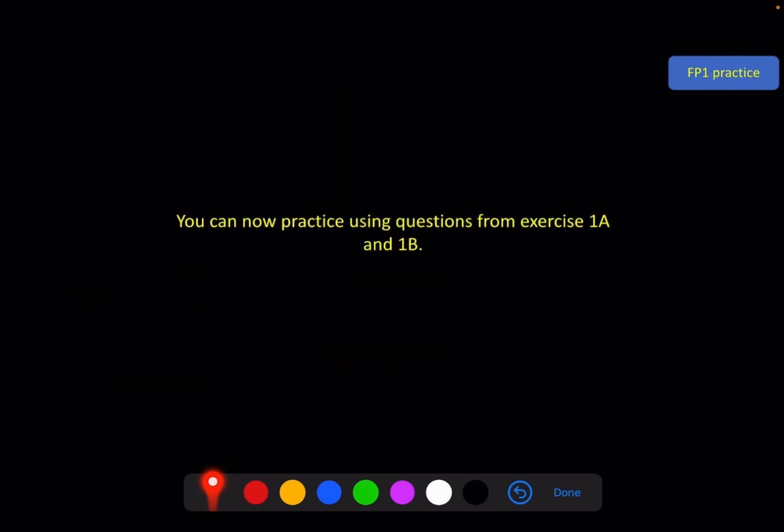And that should be enough for you now, if you have a textbook with questions in it, to do some of these exercises. In the Edexcel book, it is exercise 1A and 1B.